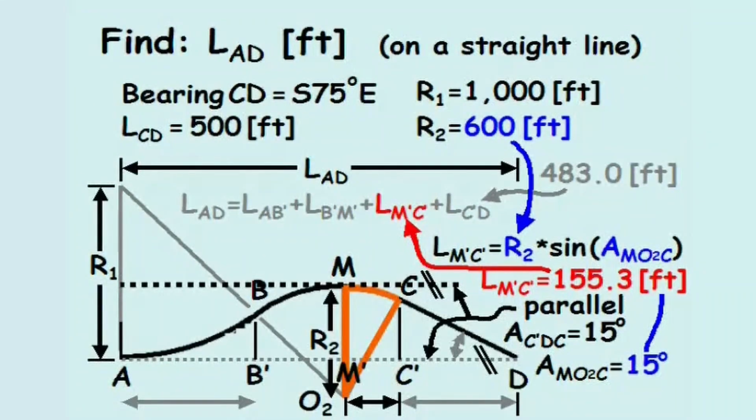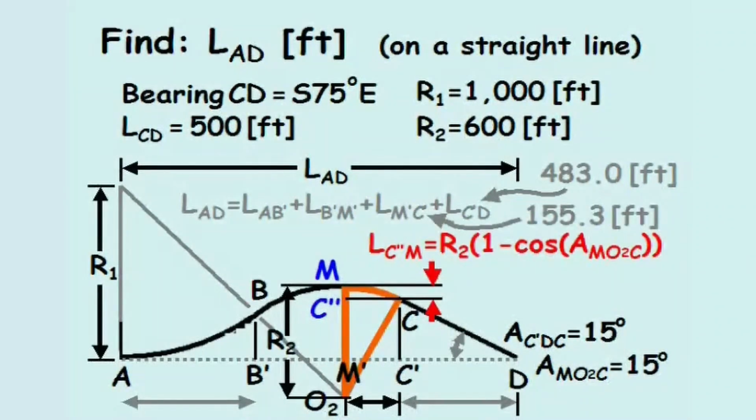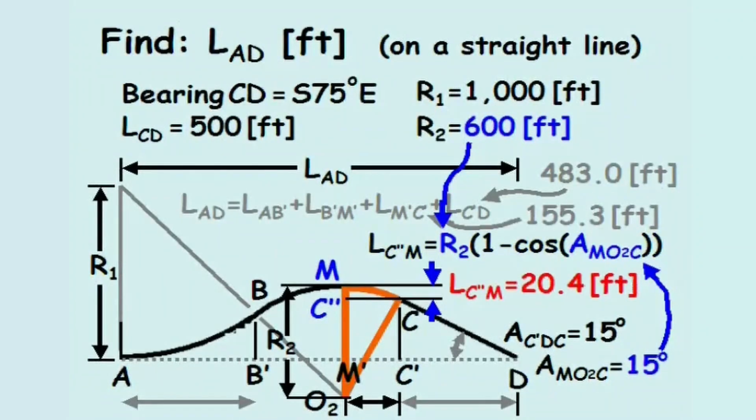Next, we'll compute the vertical distance between point M and point C. We'll define a point C double prime by transposing point C westward onto line segment M prime M. Now we can equate line segment C double prime M to the radius of the second curve times the quantity 1 minus the cosine of angle MO2C. Plugging in these known variables, the length of segment C double prime M equals 20.4 feet.